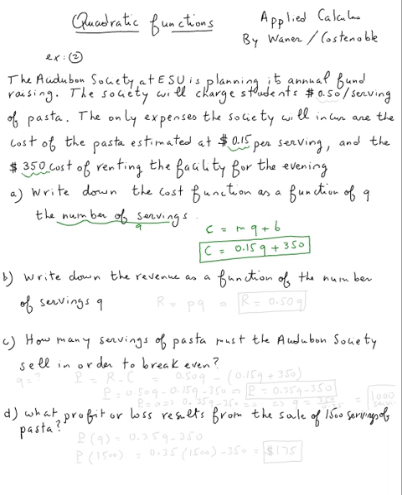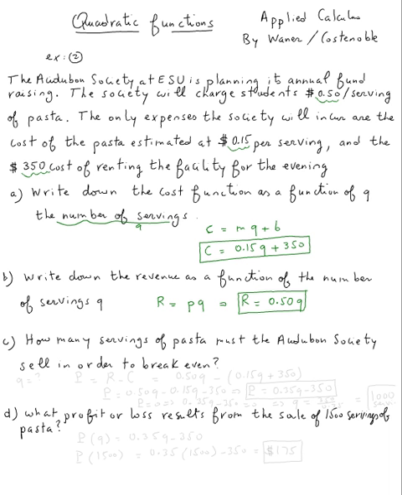Now for question B, write down the revenue as a function of the number of servings Q. Now remember, revenue is always going to be equal P times Q. In this case, the price per serving is 50 cents. That's how much money they're going to make per serving. So it's 50 cents times the number of servings they're going to sell. So it's R equals 0.50 Q.